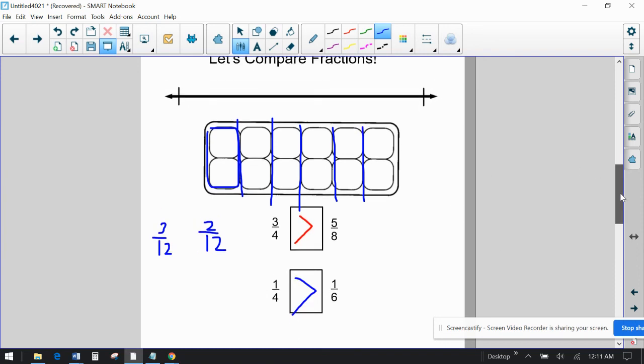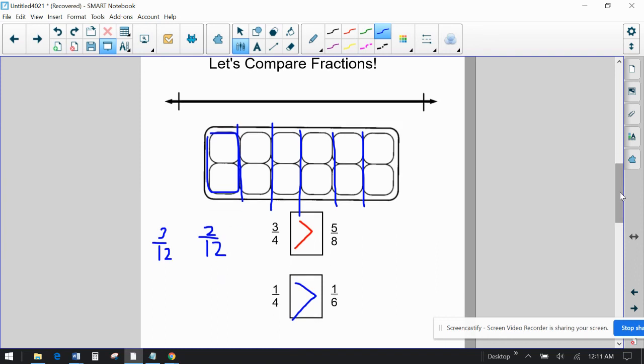So that's how we choose the right model and represent fractions that don't match up, where the denominator is different. And it's also how you can compare fractions.